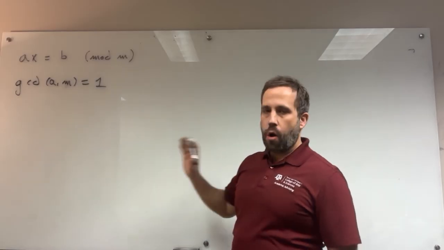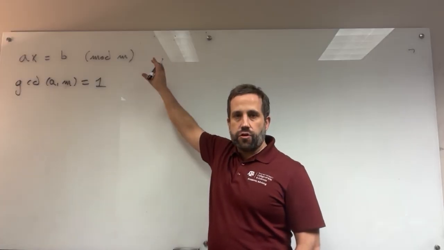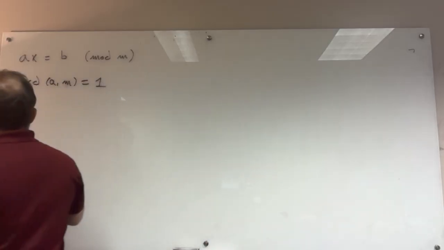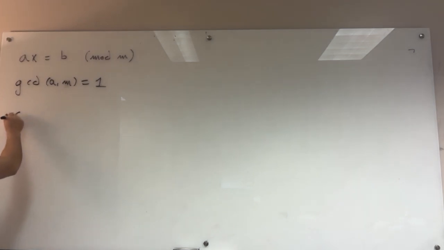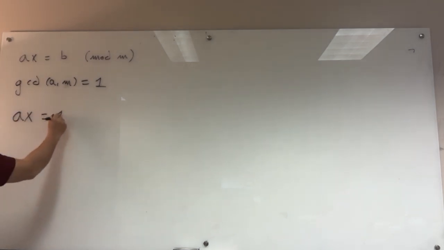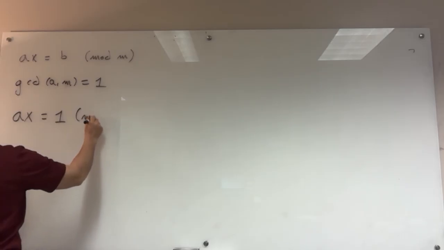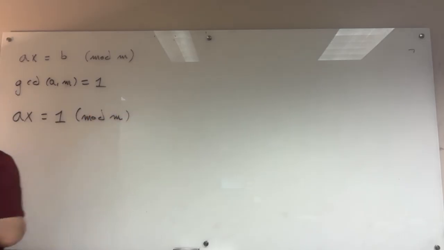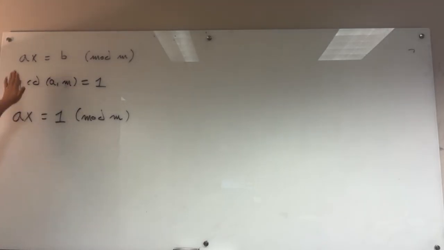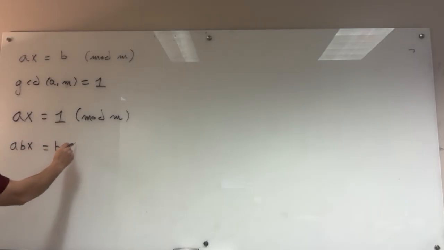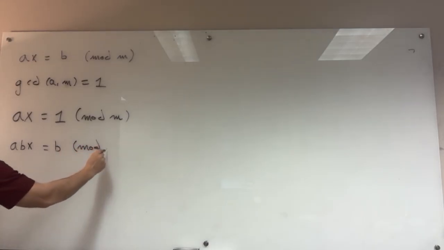Okay, so what we're going to do first, instead of solving this, is solve the congruence AX is equal to 1 mod M. And then, assuming I find a solution, if I multiply both sides of this equation by B, it's going to read ABX is equal to B mod M.